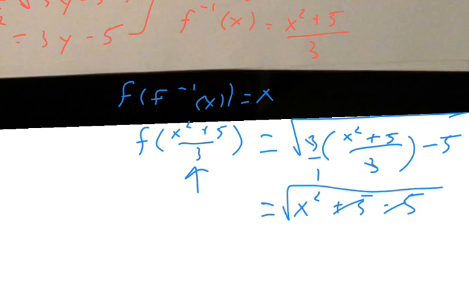Remember, we're still under the radical, and you get the square root of x squared, which we all know equals x. So congratulations, you did your first proof, and you verified that f of f inverse of x equals x. Alright, see you tomorrow in class.